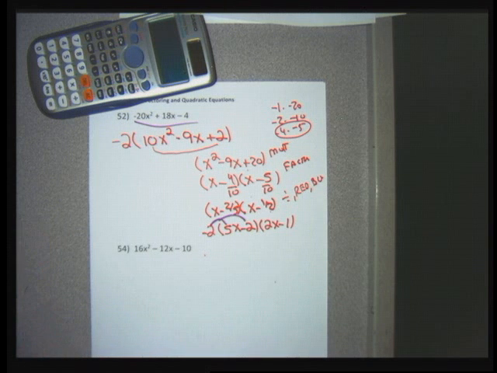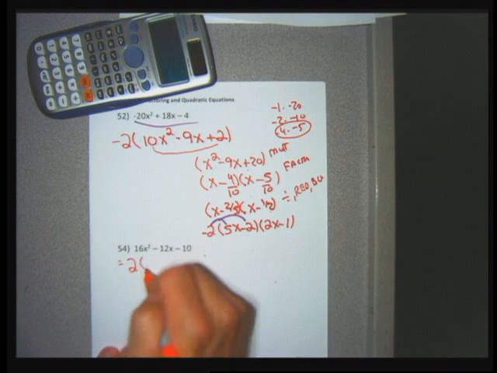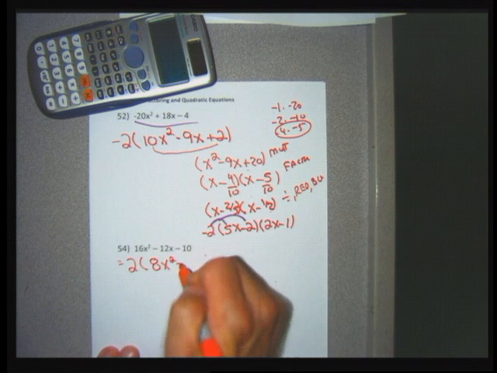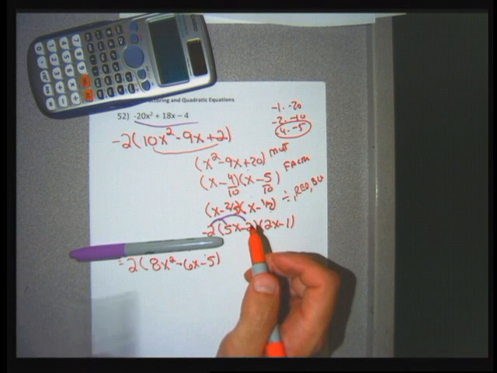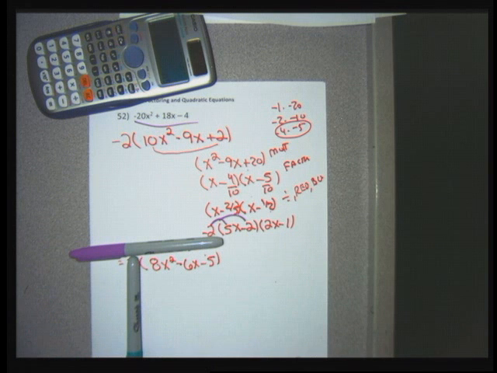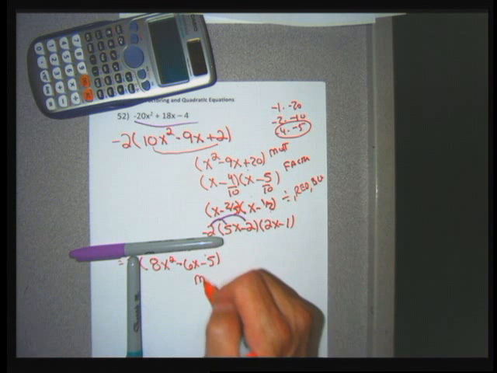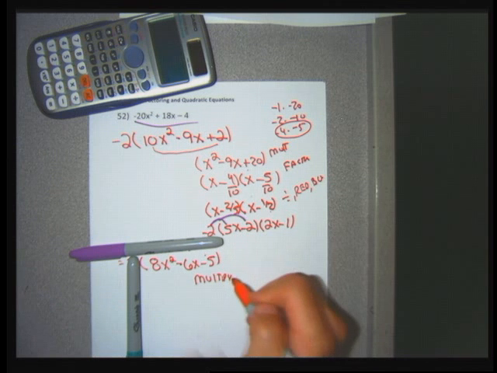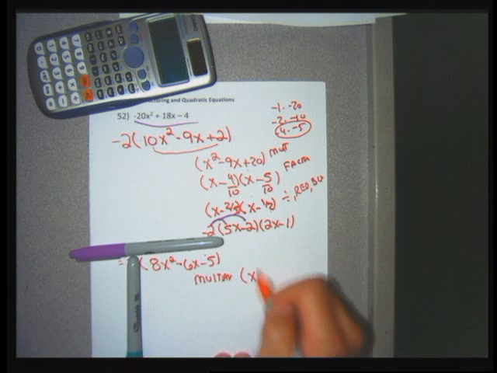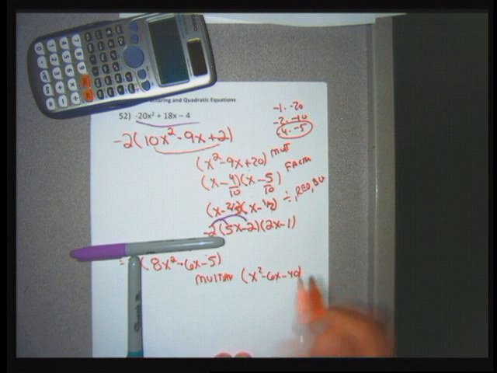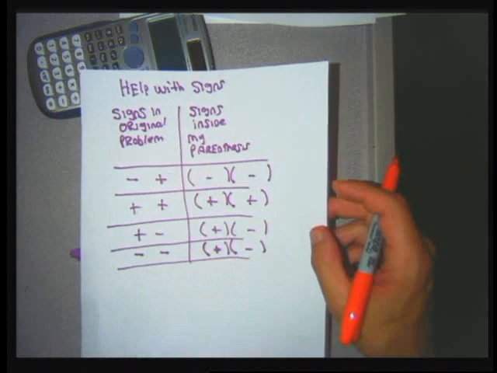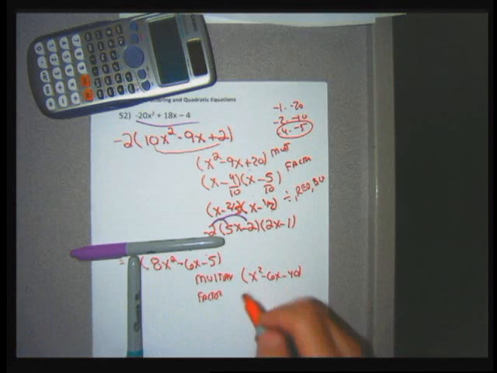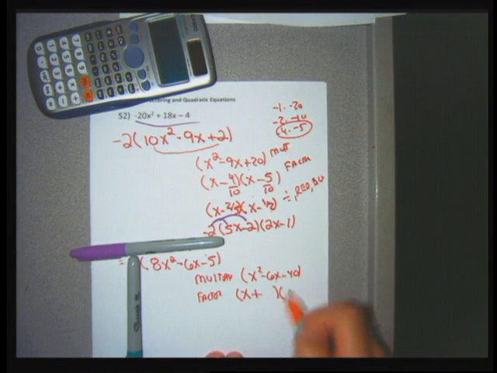54, there's a common factor of 2. I'm going to factor out a 2. I'll be left with 8x squared minus 6x minus 5. Now I'm going to ignore the 2, and I'm going to bottoms up what's inside the parentheses. For bottoms up, first thing I do is multiply. I'm going to multiply that 8 and that 5 and get x squared minus 6x minus 40. Then I'm going to factor this. My template tells me if the signs in the original problem are minus and minus, I get 1 plus and 1 minus. So when I go to factor this, I'm going to get an x plus and an x minus.